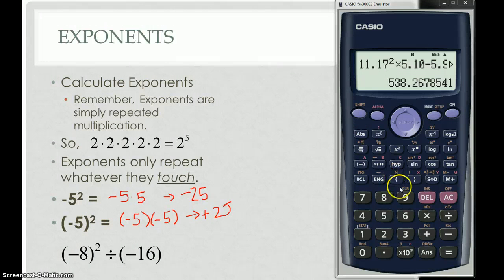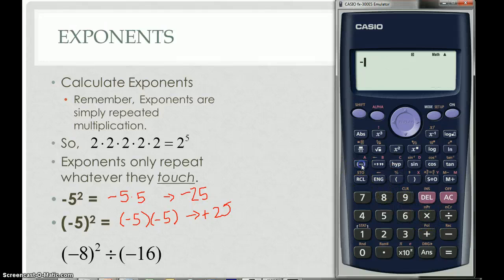So your best bet is make sure if there's parentheses in your problem, you put parentheses in your calculator. So the first one, there's no parentheses. I do a negative sign, 5 squared equals, I get -25. The second one, there is parentheses. I say parentheses, -5, raise the whole thing to the second power. It's positive 25.